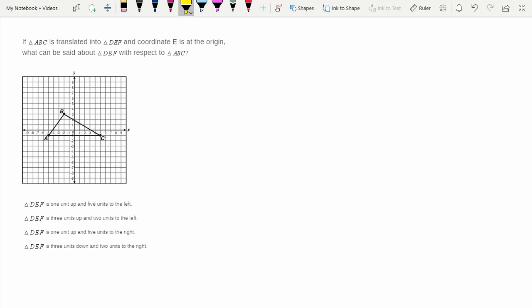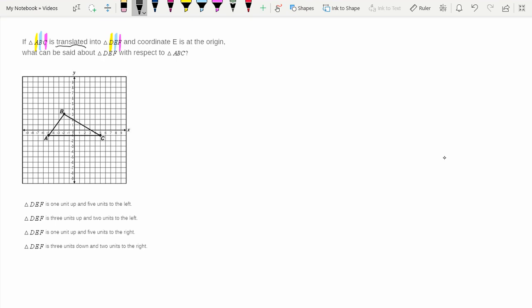We're going to have one triangle translated to another. The order of the letters matters. So A has to correspond to D, B has to correspond to E, and C has to correspond to F. So when I look at ABC and it's translated, so it's sliding into DEF.